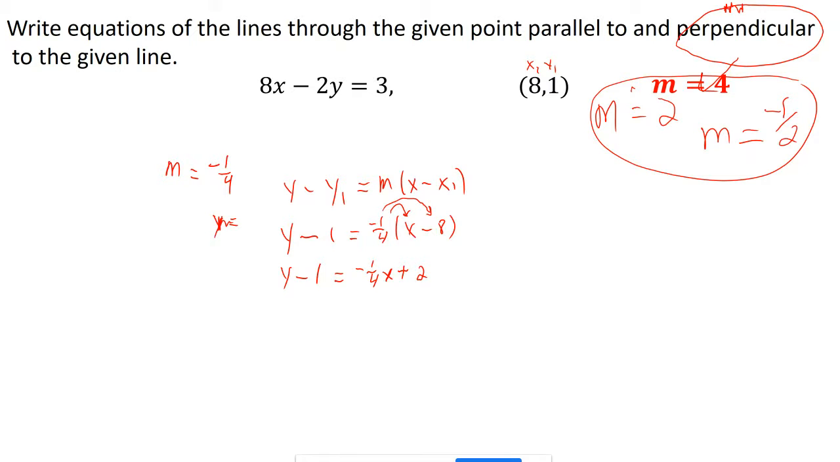So now that we have distributed that negative 1/4 on the right side, we're going to go ahead and add 1 to both sides. So we get y is equal to negative 1/4 x plus 3. Okay, so let me just pause for a second and see if there's any questions. So again, the important thing here is to make sure to identify if it says parallel, you want to use the same slope. If it says perpendicular, you want to take the negative reciprocal.